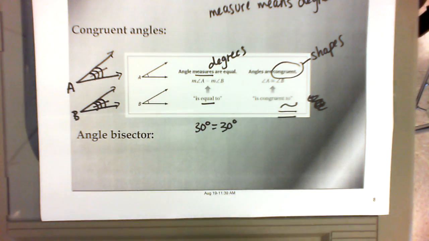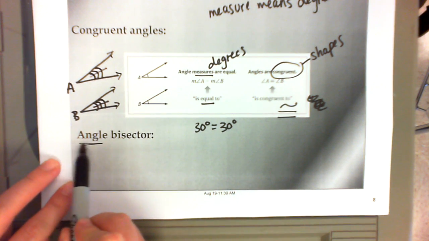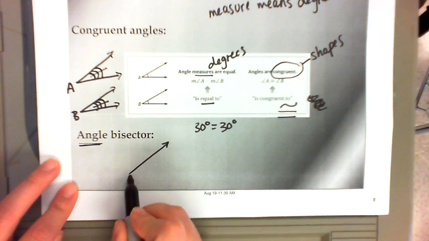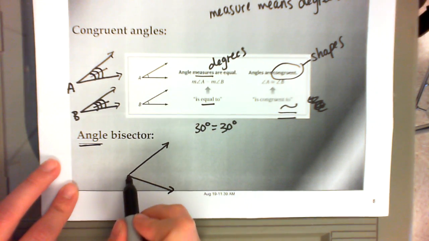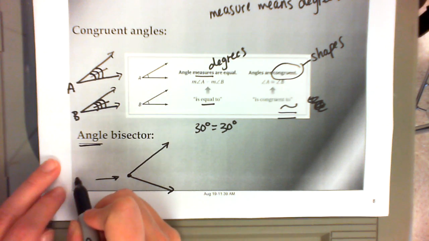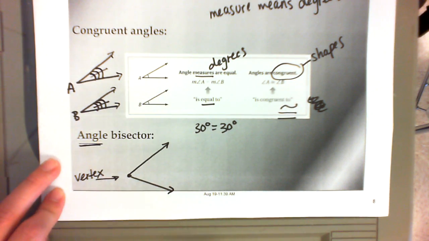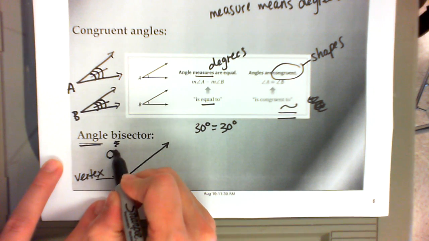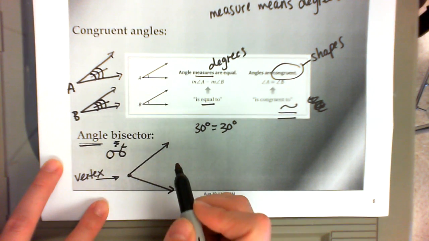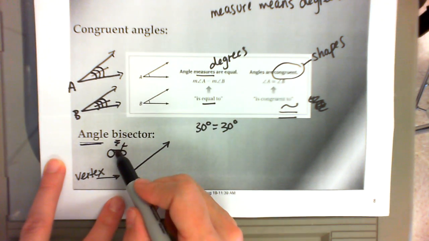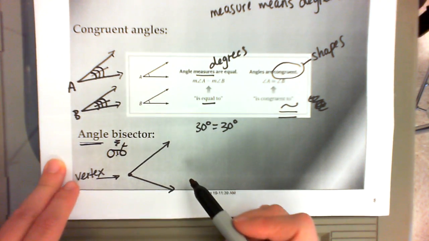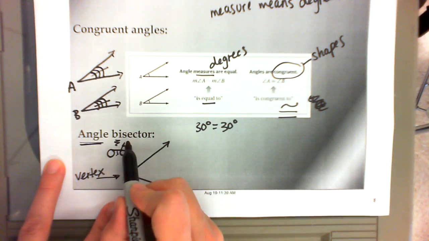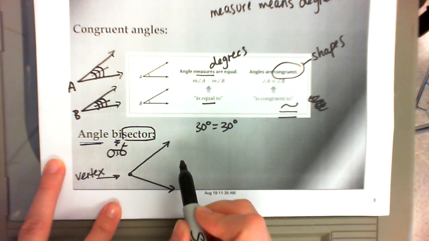Okay, the next term is an angle bisector. First, let's start with the first word, angle. You should know what an angle is. An angle is made from two rays that share a vertex. There's the vertex right there. Okay, an angle bisector, the prefix bi, you could think of like a bicycle. How many wheels does a bicycle have? Two. So a bicycle has, that's a horrible bicycle by the way. Bicycle has two wheels. A bisector takes one angle and cuts it into two sections.